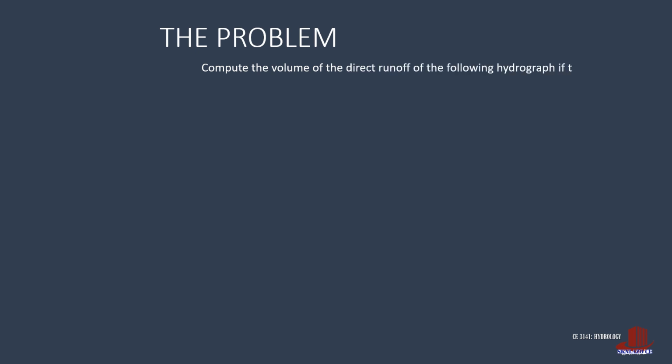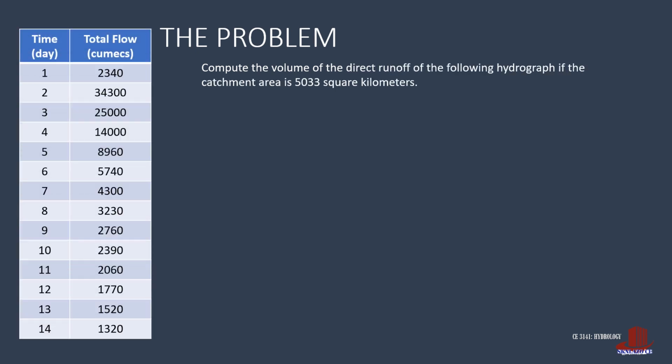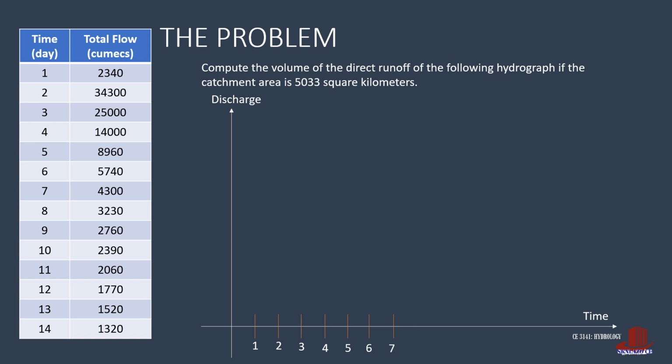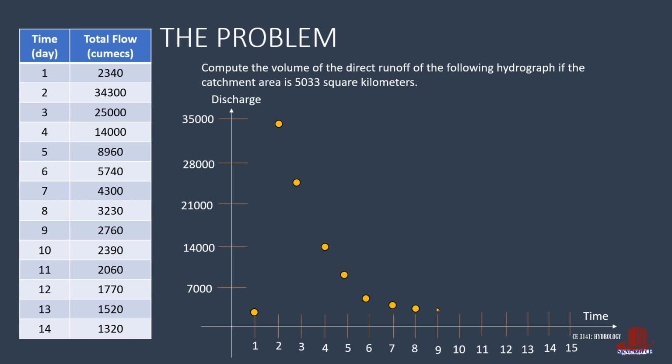The problem includes 14 data points from 14 days of record. The highest flow is on the second day, and the area of catchment is 5,033 square kilometers. The initial step is to plot the points from the dataset. There are 14 days in the x-axis, and also the highest yield is 35,000, which requires the ordinate to reach that value, so we use 7,000 increments. After plotting the 14 points in the hydrograph, connect them to have the curve.